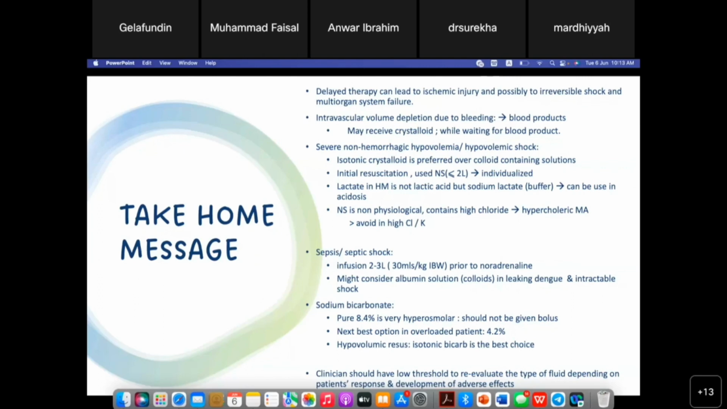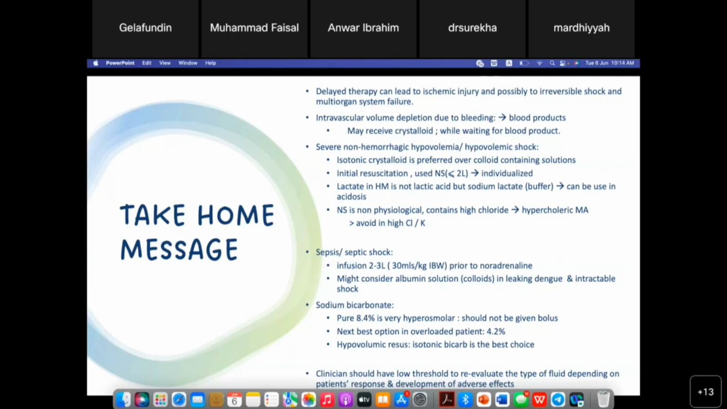And then in patients with non-hemorrhagic hypovolemia or hypovolemic shock, here it says crystalloid is the first line, preferred over colloid. And then for initial resuscitation, you might consider giving normal saline first, and then after that individualized according to the patient's needs. And as I said before, the lactate in Hartmann's is not lactic acid but a buffer, so it can be used in acidosis. And then normal saline is actually non-physiological, containing high chloride leading to hyperchloremic metabolic acidosis, so you should avoid using normal saline in patients with hyperkalemia or hyperchloremia.